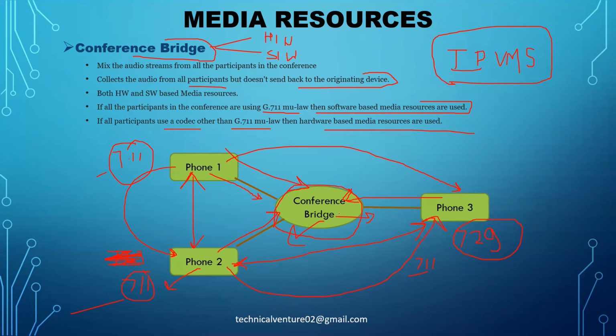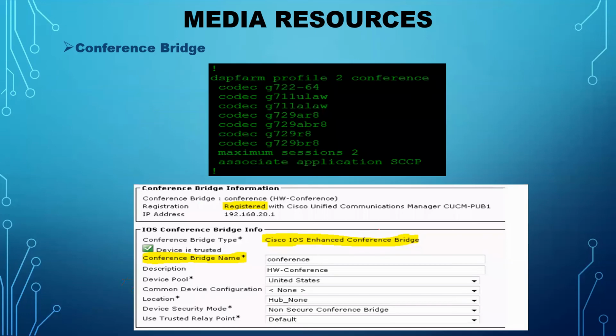Same way, the conference bridge will take G729 from phone 3 and send it to phone 2 as G711. Okay, this is how our conference bridge will work. Let's see what configuration we can do on our conference bridge.